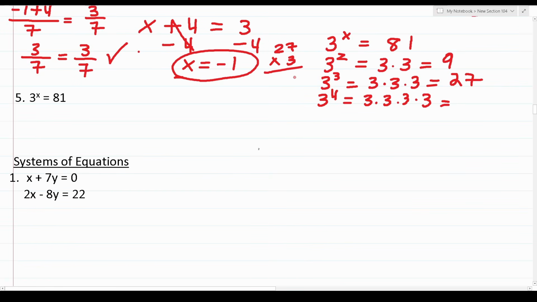Well, 7 times 3 is 21, so drop down a 1, carry a 2. 2 times 3 is 6, plus 2 is 8, so this is 81. So as we can see, when x is 4, we know that we will have 81 as a result. So in this case, x is 4. All right, so that's that one. Those problems are a little bit tricky, but once you see enough of them, they become very easy to work out. So that said, let's go ahead and move on to our next topic in this video.